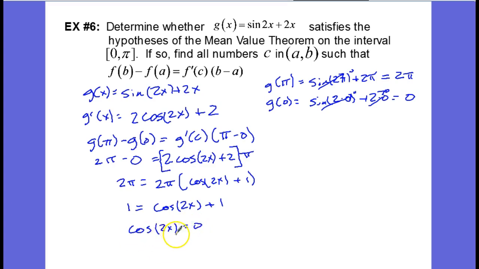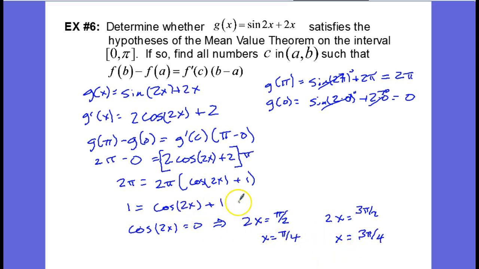So the question is, when does this happen? Well, let's just think about cosine for a minute and think about your unit circle. So the unit circle, when is cosine equal to 0? So cosine is going to be equal to 0 whenever the angle, which in this case is 2x, is equal to pi over 2. Also, cosine will be equal to 0 when the angle is equal to 3 pi over 2. And so this implies that x is equal to pi over 4, or x is equal to 3 pi over 4. And so these actually should be my c values.